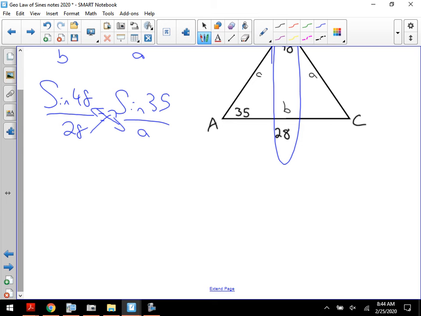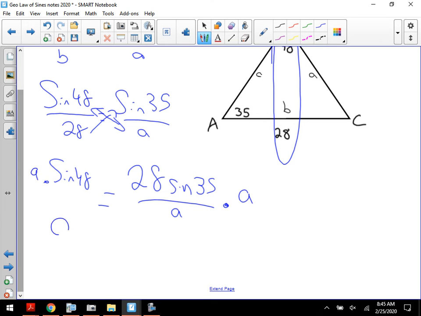So I'm going to multiply by 28, so I get 28 sine 35 over A is sine 48. Okay? So now what I need to do is multiply by the denominator over. Again, I'm just doing this long form. I probably have to hopefully only do that once. Multiply both sides by A. So you have A times the sine.